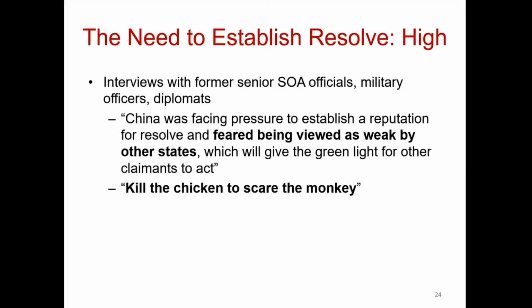But if I were to paraphrase, I think it's more accurate to translate it as scaring the chickens in order to scare other monkeys. But please don't ask me the relationship between the chickens and the monkeys. I don't know why they're related. They're just analogies from the zoo. So the need to establish resolve was coded as high in this case.